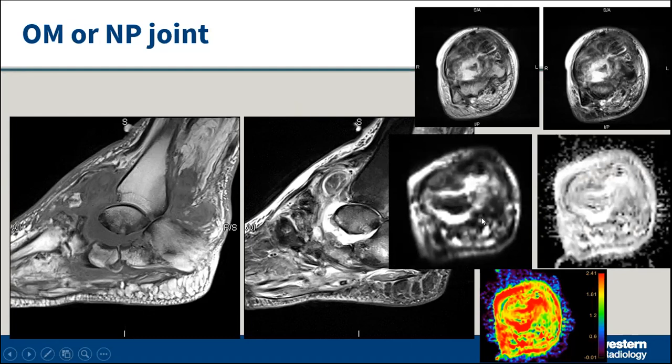Secondly, if you look at the diffusion ADC, it's white and white. So now I'm going to show you lots of reds and blues. So red is basically high diffusion. Blue is going to be low diffusion. So this is high diffusion, it's benign.